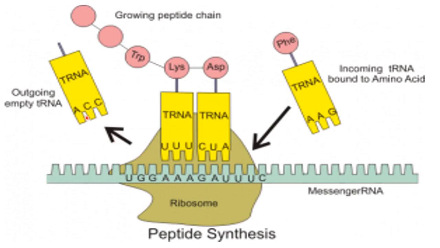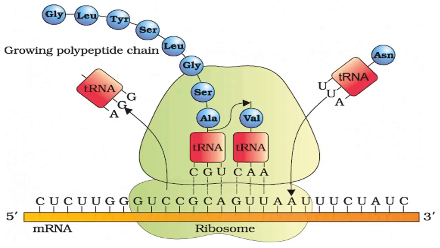This is leaving from here by the exit site, and this polypeptide chain is forming here like this by the formation of peptide bonds. Okay, this is P site and this is A site. So these peptide bonds will be formed and the complete polypeptide chain will be formed here.